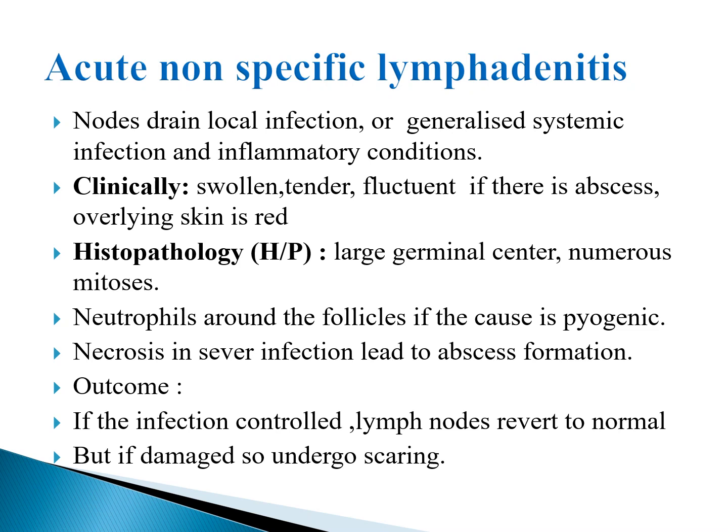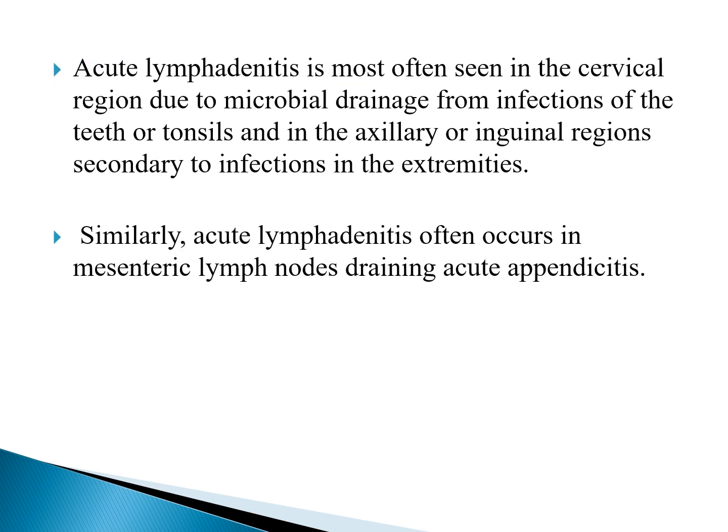Clinically, swollen, tender, fluctuant. If there is abscess, the overlying skin is red. Histopathology: the large germinal center, numerous mitoses, neutrophils around the follicles if the cause is pyogenic. Necrosis in the severe infection leads to the abscess formation. The outcome: if the infection is controlled, the lymph node reverts to the normal, but if damaged, it undergoes scarring.